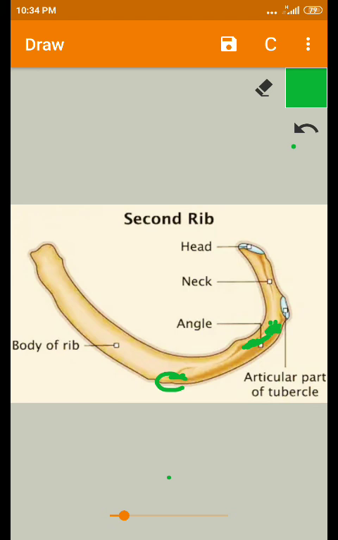So these are the attachments, and the attachments at the posterior end are the same as a typical rib. That means it is attached to the vertebra, and the tubercular articular part is attached with the transverse process, and everything is the same as that of the typical rib. So this is about the second rib, which is one of the atypical ribs present in the thorax.